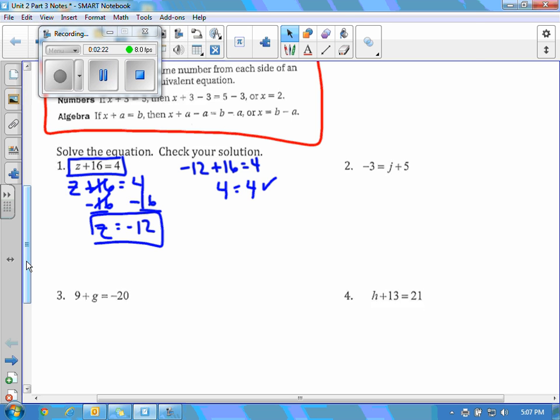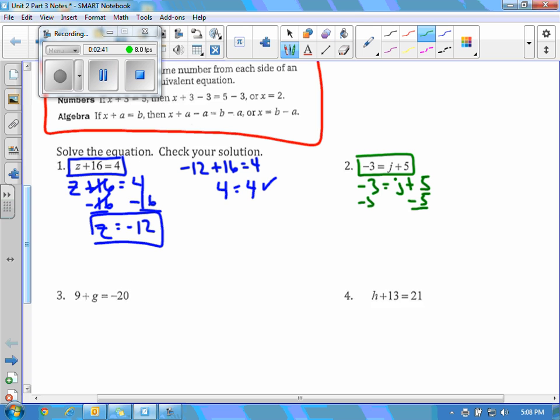So let's look at number 2. Again, the first thing I'm going to do is box the original equation, and then I'm going to rewrite it. So negative 3 equals j plus 5. I go to the side with the variable because that's what I want to get by itself. So I go to the right side where the j is. I have plus 5 over there. So I'm going to undo that addition with subtraction. So I'm going to subtract 5 from both sides. Negative 3 minus 5 is negative 8. 5 minus 5 is going to cancel out. So I'll have negative 8 equals j.